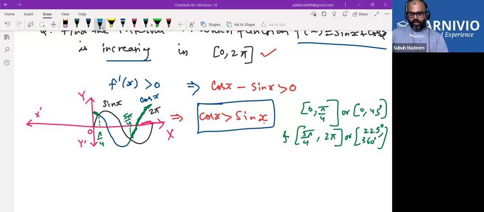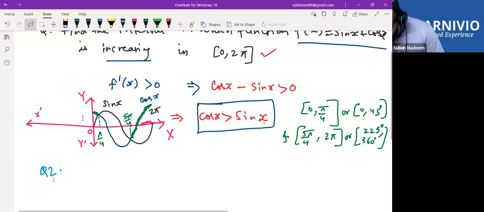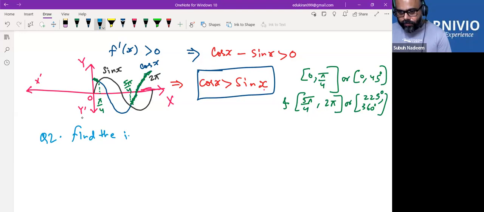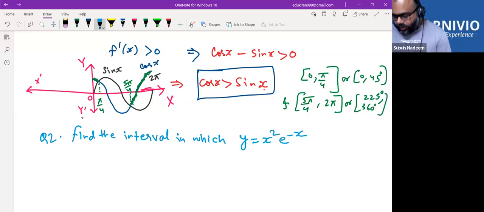I'm writing the next question here. Find the interval in which y equal to x square e to the power minus x is increasing.